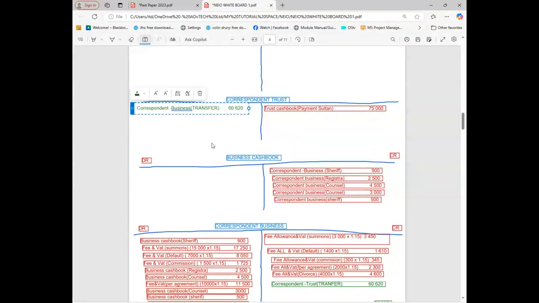Let me pause so that you can make sure that you will never forget. It doesn't matter whether it's correspondent or conveyancing. This is how you transfer. Are you with me? Yes. You can't transfer from the business cash book to the trust.